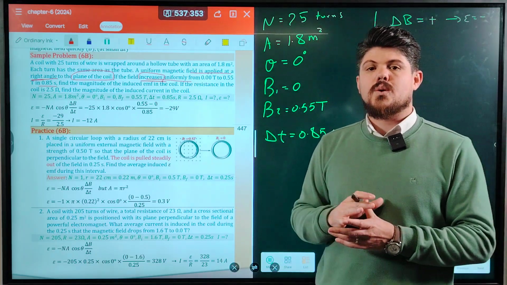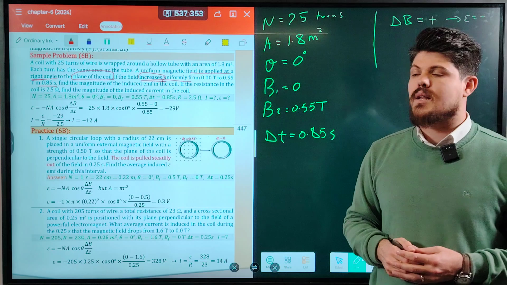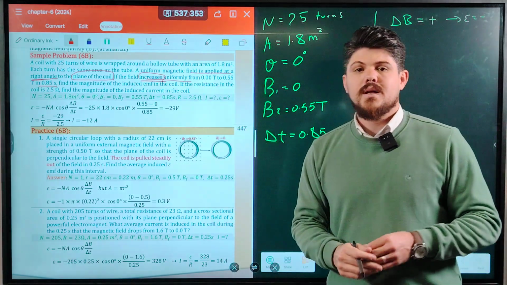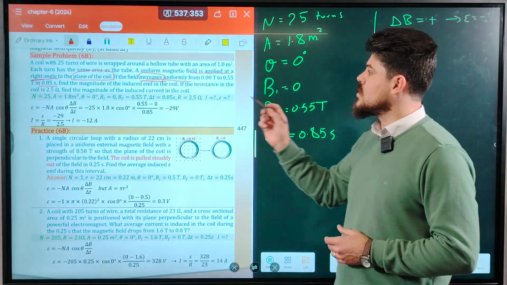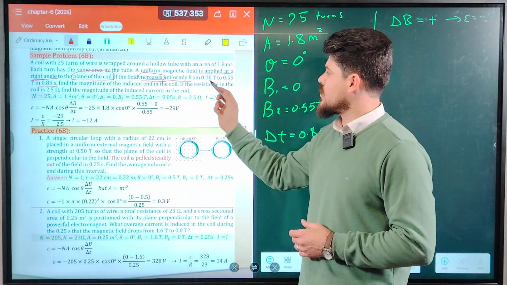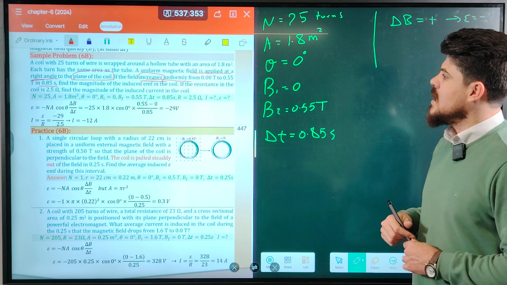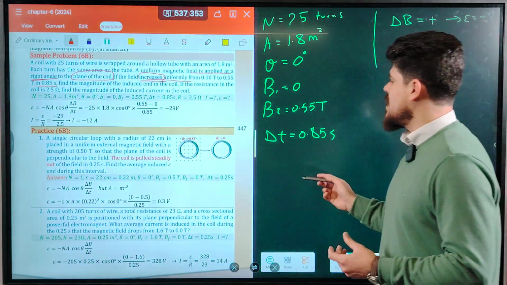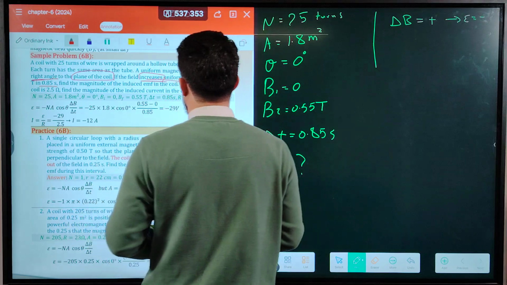In the question, what is changing? The magnetic field, the area, or the orientation of the angle? In this sample problem, the strength of the magnetic field is changed, and it increases from 0 to 0.55 Tesla in 0.85 seconds. Find the magnitude of the induced EMF. What is unknown? EMF is unknown.